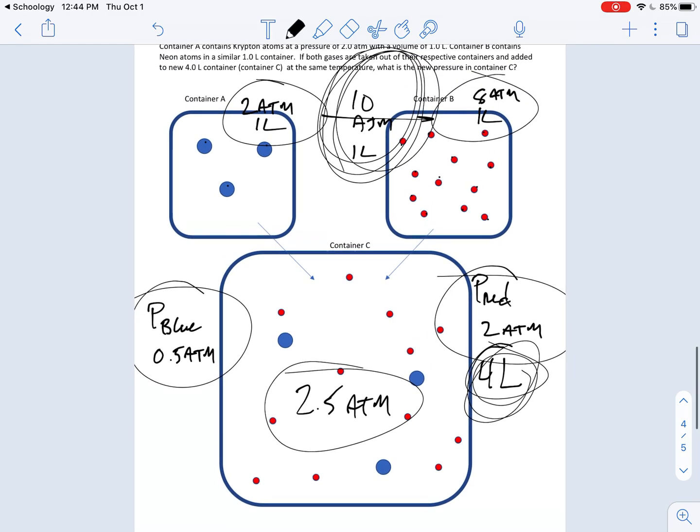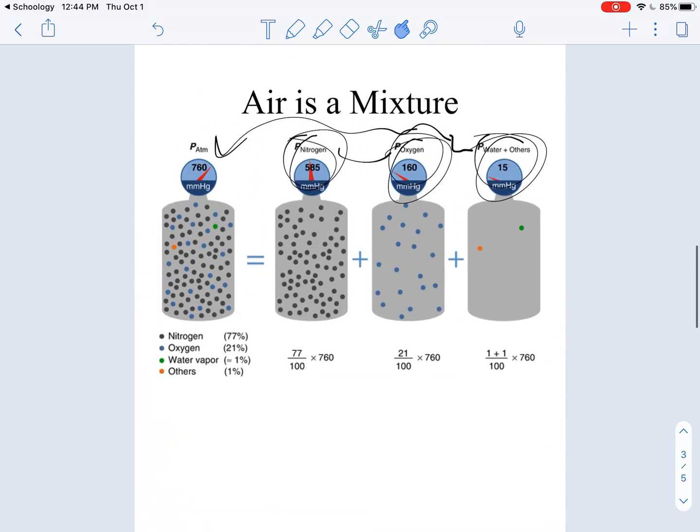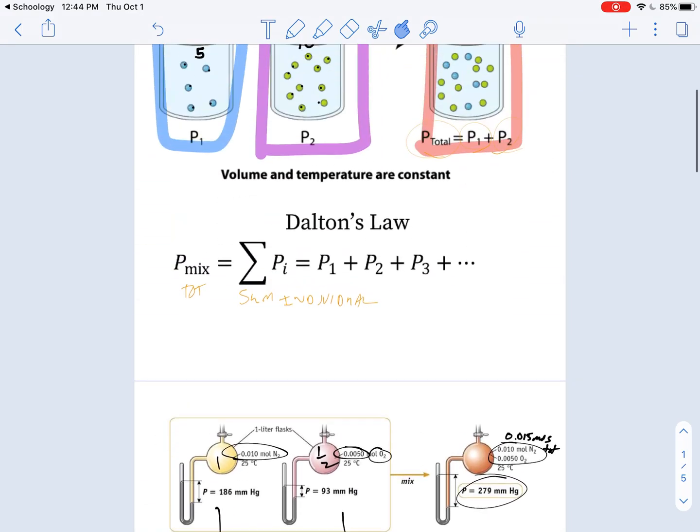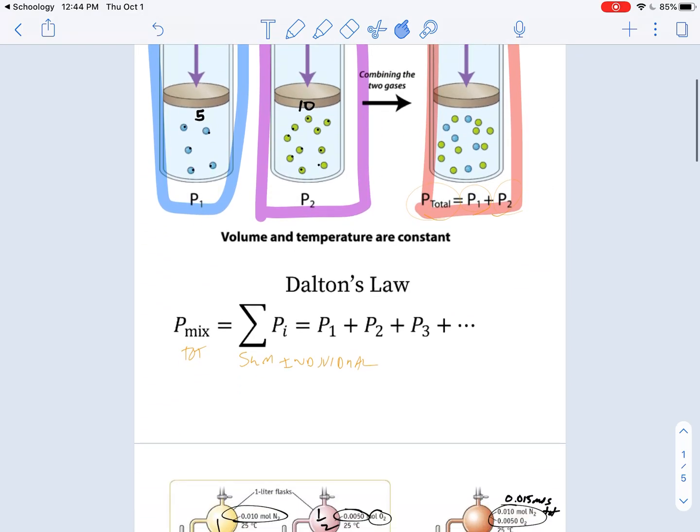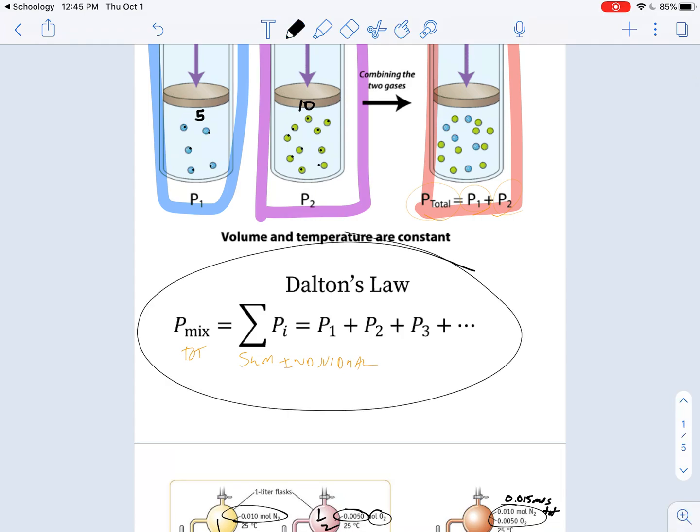So just be careful if they go and change the volume on you, or they change some other factor on you. You might have to take that into account when dealing with this, because it's perfectly reasonable for that to occur. So all of the other gas laws are still in effect, but the short of it is Dalton's law is one of the easiest laws ever. The total is simply equal to the sum.